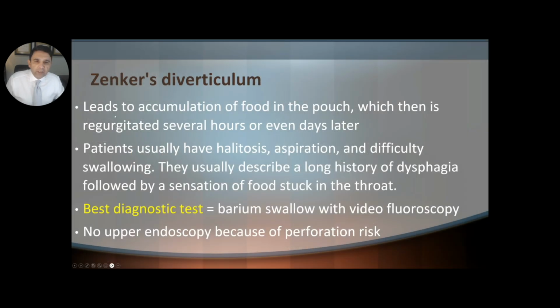So Zenker's diverticulum leads to accumulation of food in the pouch, which then is regurgitated several hours or even days later. Patients usually have halitosis or bad breath, aspiration, and difficulty swallowing. They usually describe a long history of dysphagia followed by a sensation of food stuck in the throat. The best diagnostic test for Zenker's diverticulum is a barium swallow with video fluoroscopy. We do not perform upper endoscopy in patients suspected to have Zenker's diverticulum because of the risk of perforation.